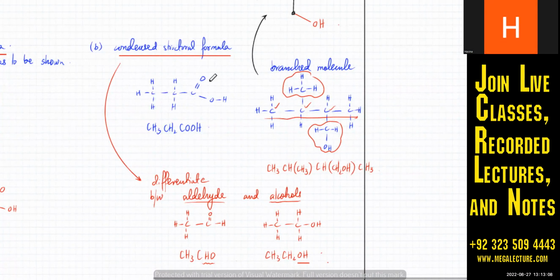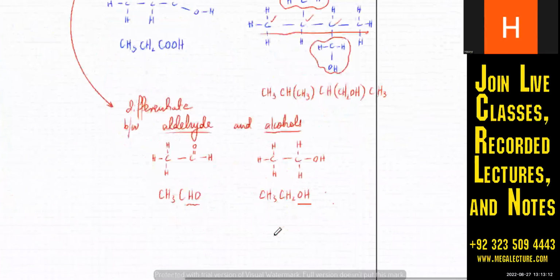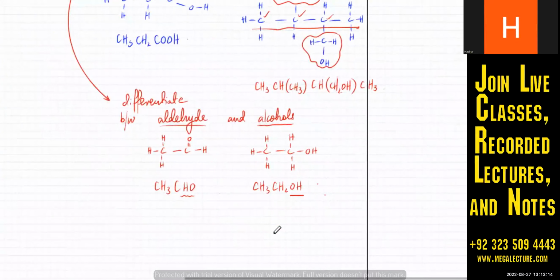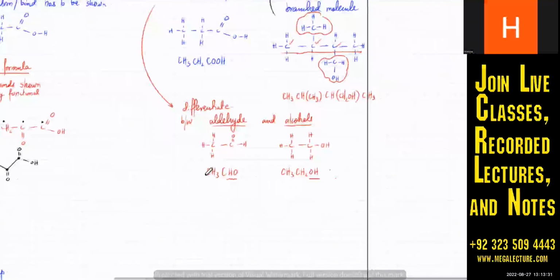And when you write condensed formulas, you have to differentiate between aldehydes and alcohols. An aldehyde would be written as CH3CHO. An alcohol will be written as CH3CH2OH. So make sure that aldehydes are written as CHO when you condense them, and alcohols are written as OH, right? Is that clear? Yes, sir.